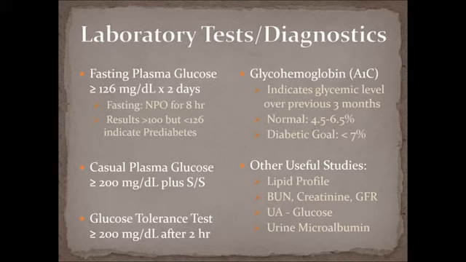Another diagnostic test we'd look at is just the casual plasma glucose. They can draw blood at any given time. If it's above 200 milligrams per deciliter, plus the patient is having signs and symptoms of diabetes, that is considered diagnostic.